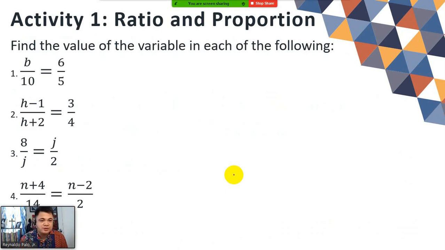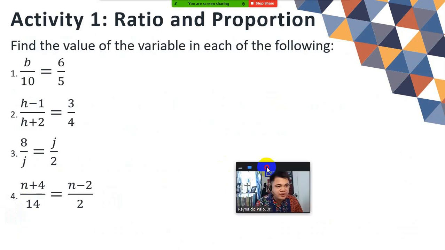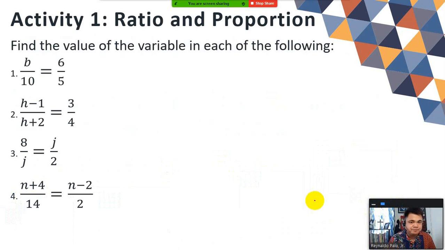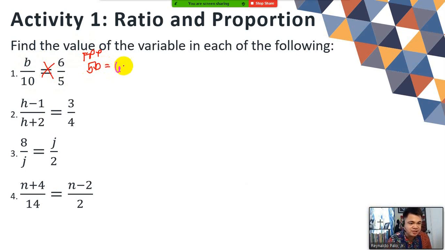Alright? So, find the value of the variable in each of the following. We're going to recall how you solve for the unknown variable in a specific proportion. For number 1, we have b over 10 equals 6 over 5. The first thing is we're going to use the fundamental principle of proportion, or simply cross multiplication. So, we will multiply b and 5. b times 5 is 5b equals 10 times 6 is 60.